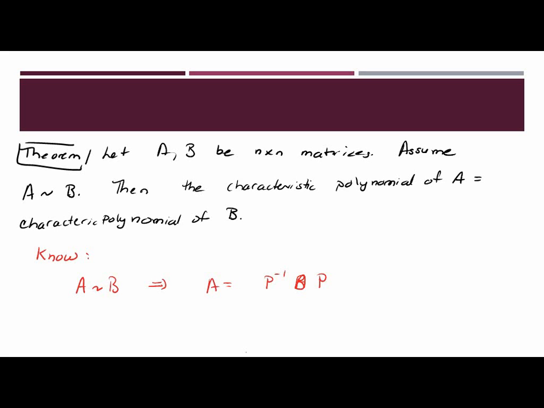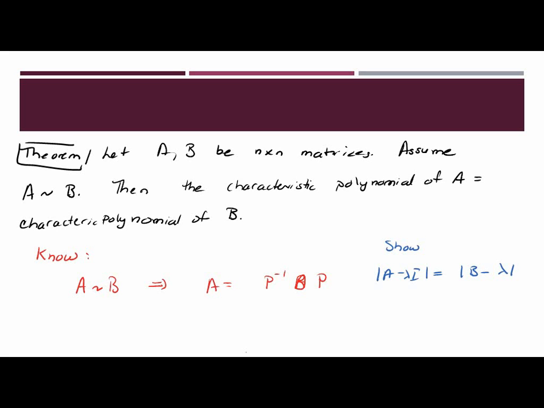You only have a diagonal matrix if it's diagonalizable. So there's nothing about diagonalizable in this theorem. It just says this is the definition of matrices being similar. So that's the definition of similar. And what we're supposed to show is the characteristic polynomials are equal.